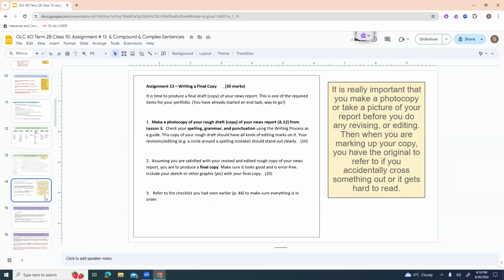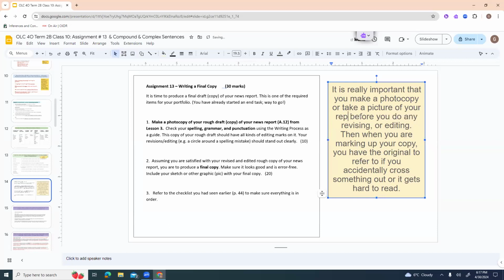Okay. So before you move on, I talked about this last day, before you move on and do anything in this assignment, make sure to either take a photocopy or take a picture of assignment number 12, okay? Before you do any revising or any editing.